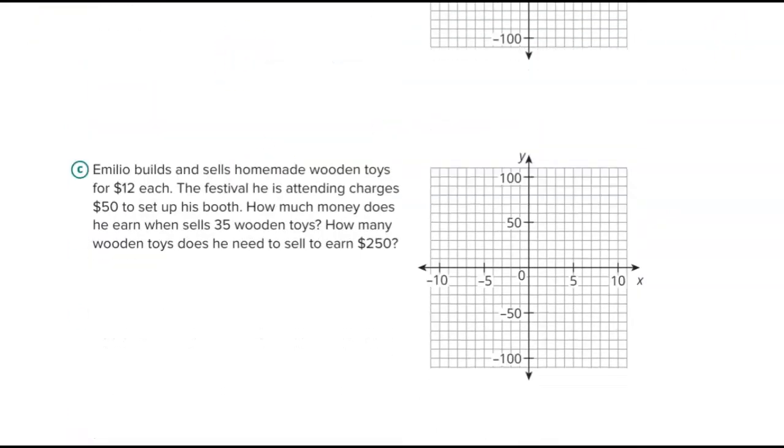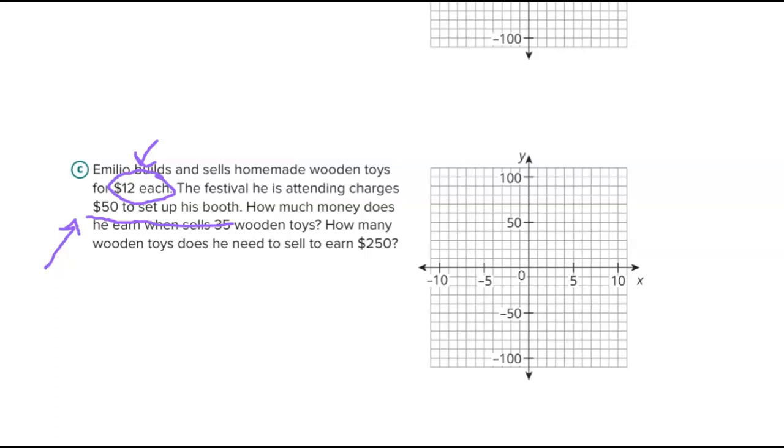This one is a little bit different. It's the same in that we know that he sells his toys for $12 each. But this one, he doesn't break any toys or give any toys away, but he is charged a fee of $50 to set up his booth. So this is income he gets every time he sells a toy. And this fee he only gets charged once.